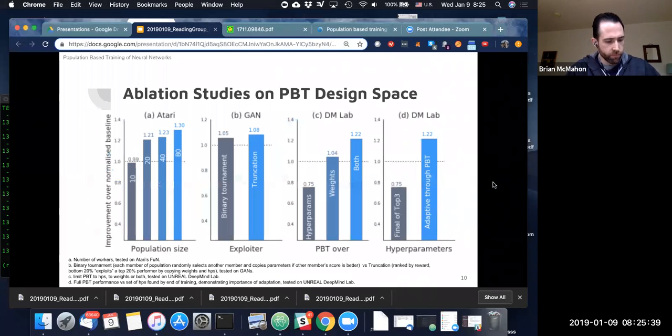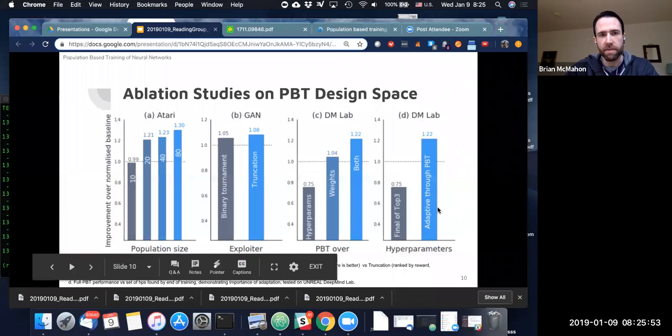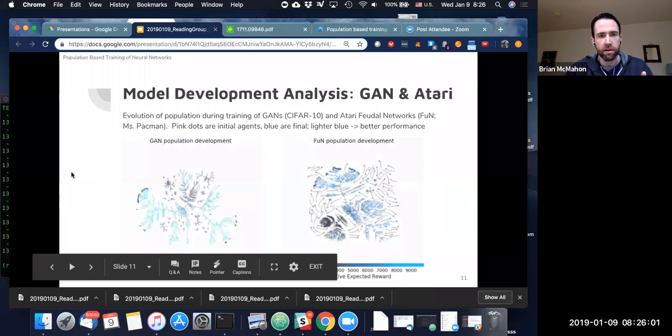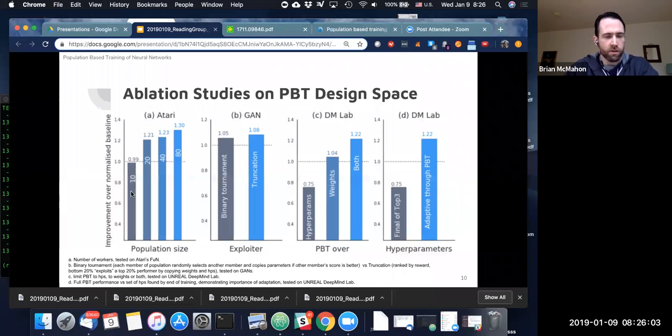So another area that they vetted is some ablation studies on the design space of population-based training. Ablation being that they're looking at specific features of the algorithm to better understand what the key areas and the key functionality are.